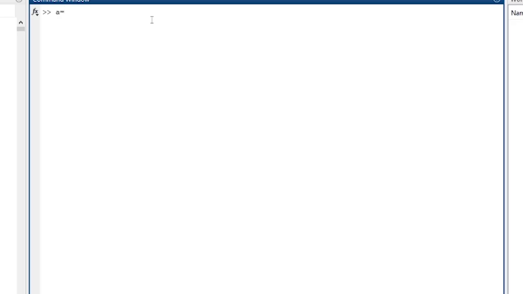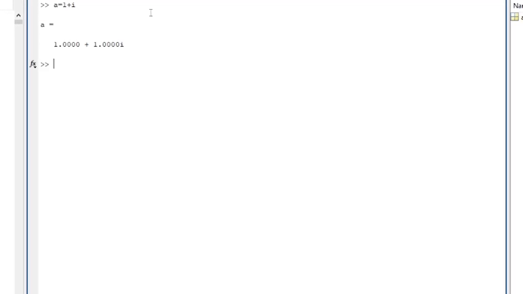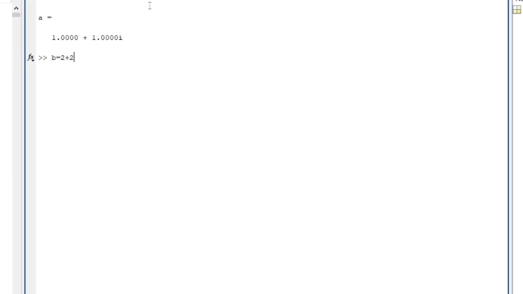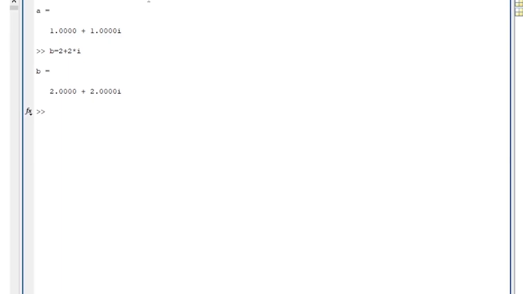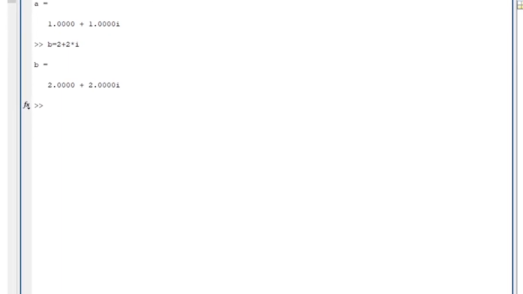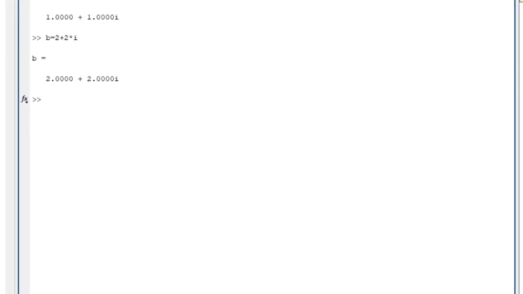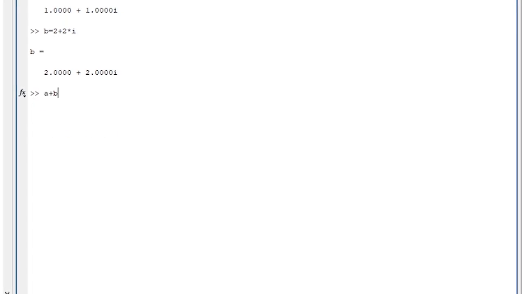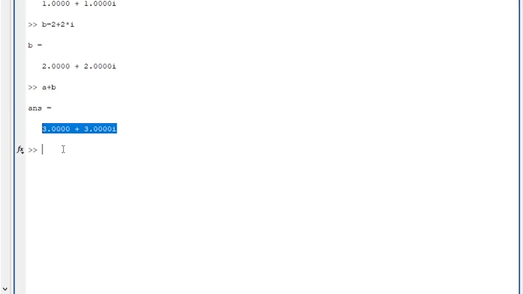So using Matlab, we'll check our answers that we had in our first demonstration. So we'll create A, which was 1 plus i. We'll also create B, which is 2 plus 2 times i. And so we'll do the addition, subtraction, multiplication, and division, just to check our answers and make sure that what we got in our previous demonstration is correct. So we'll start with addition, A plus B. And just like our demonstration, it's 3 plus 3i.